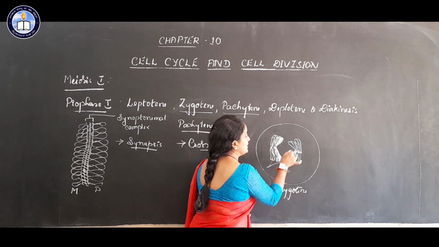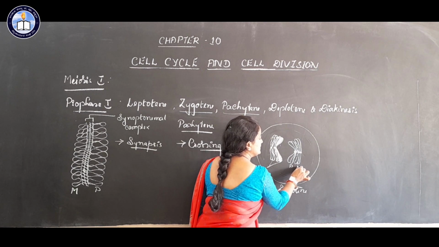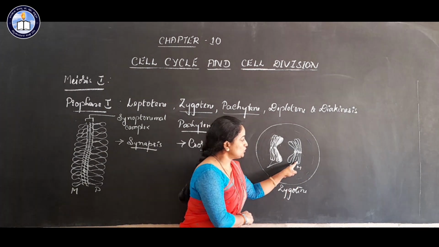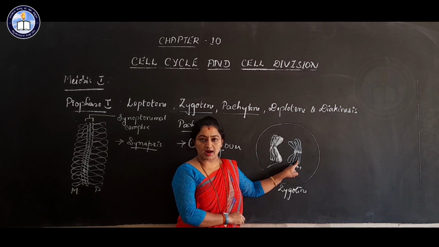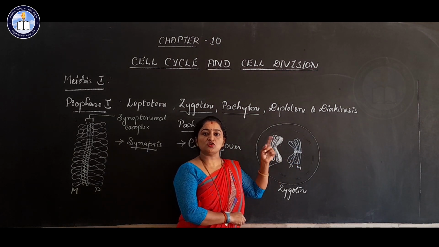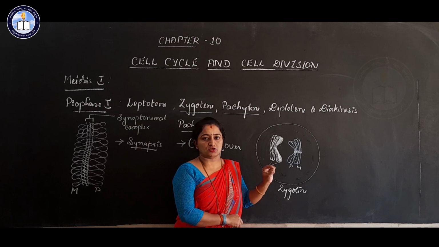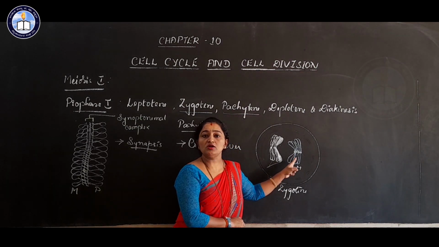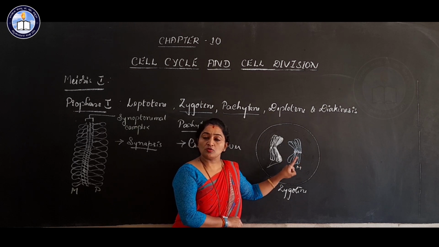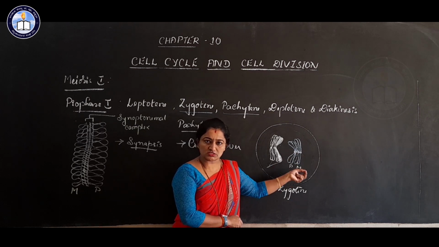One is from the father and one is from the mother. What do we call the two chromatids belonging to one chromosome? Sister chromatids. Chromatids of the same chromosome are sister chromatids. And if these two chromatids are considered, these are called non-sister chromatids.